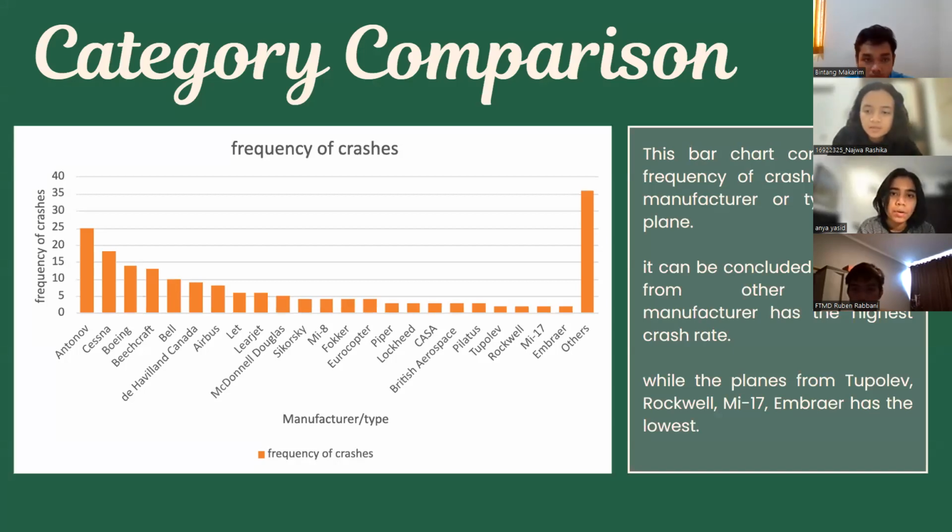We have category comparison, and for the first category comparison, I use the frequency of crashes and the manufacturer type. So what this data tells us is that other manufacturers, other than the ones written here, have more crash rates than the ones that are present. Manufacturers like Tupolev, Rockwell, Mi-17, and Embraer have the lowest frequency of crashes. I think it is around 2.